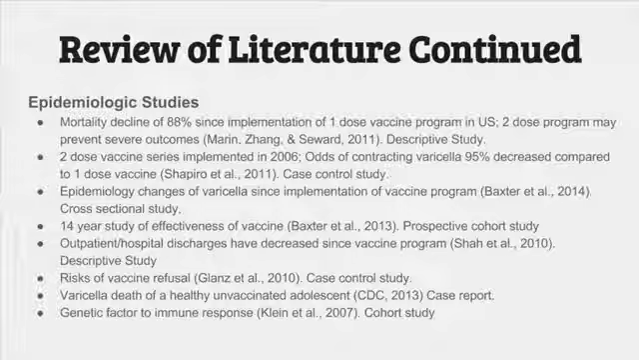The CDC published a case report in 2013 of a varicella-related death of an unvaccinated, previously healthy adolescent. This patient had received other suggested childhood vaccines, however, refused the varicella vaccine. She was admitted with a diagnosis of septic shock and died on day 21 of hospitalization due to varicella-related complications.